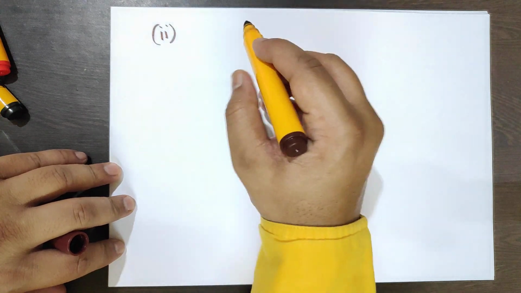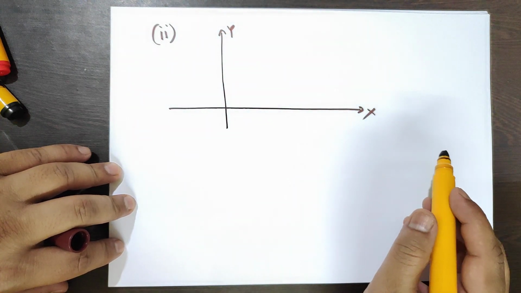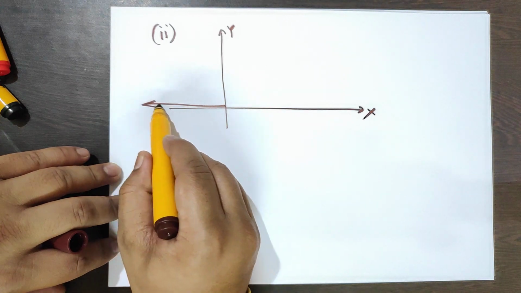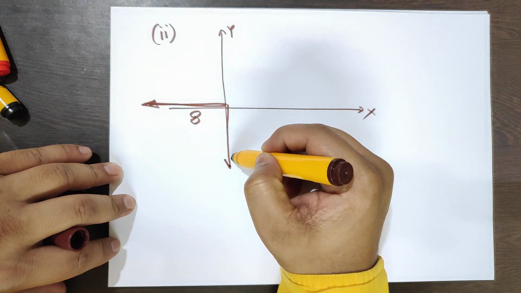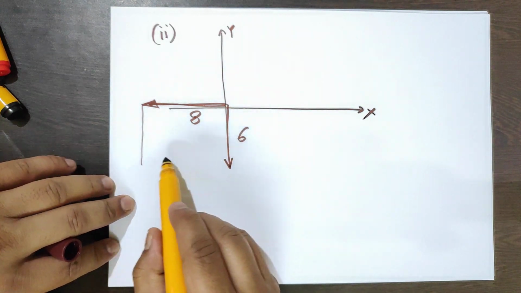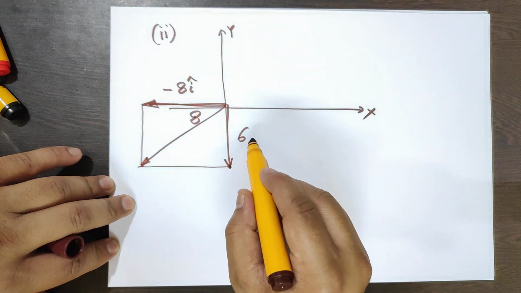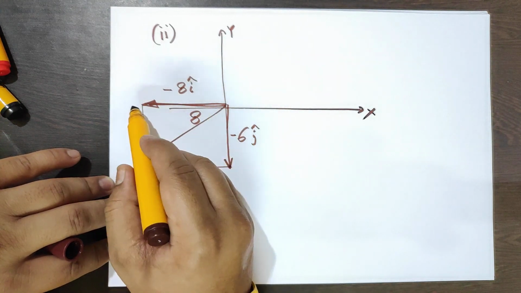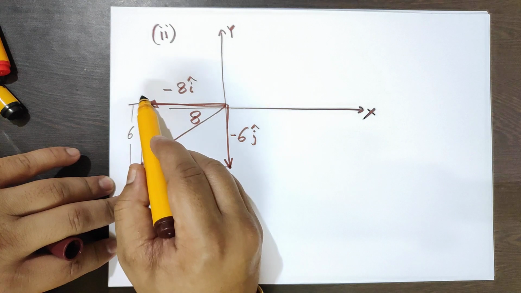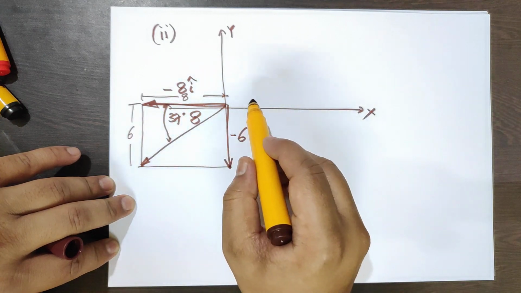And the next case was this. Again, here AX is minus 8, so it is minus 8 this way, and AY is minus 6, so it's 6 this way. Okay, so this is the resultant vector. This is minus 8 i cap, and this is minus 6 j cap if you express as vectors. So again, this is 6, this is 6, this is 8, this length is 8, so this is again 37 degree angle. So it's 180 plus 37.